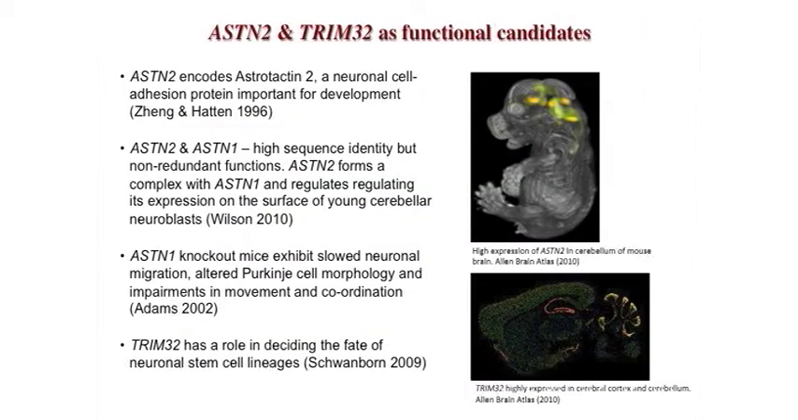ASTN2 was interesting for two reasons. One, from the functional perspective, but also embedded in the intron is the TRIM32 gene, a much smaller gene. ASTN2 encodes astrotactin-2, a neuronal cell adhesion protein. It's part of a gene family, ASTN1 and ASTN2. We have not found as many mutations in ASTN1. We have found a few de novo mutations, but the story with respect to autism seems to be in ASTN2. There have been lots of mouse studies implicating this in neuronal migration. And TRIM32 is also an interesting gene in that it's involved in the fate of neuronal stem cell lineages.